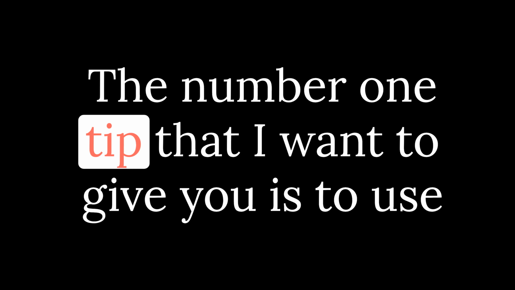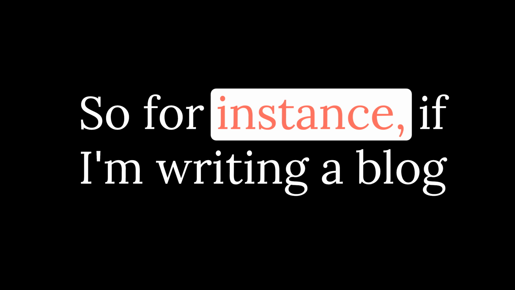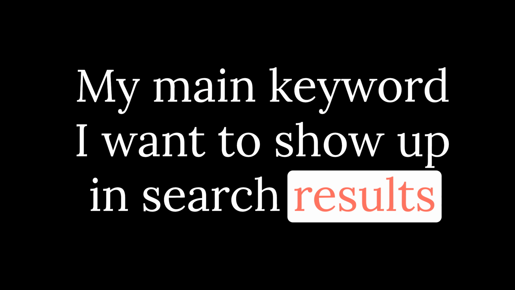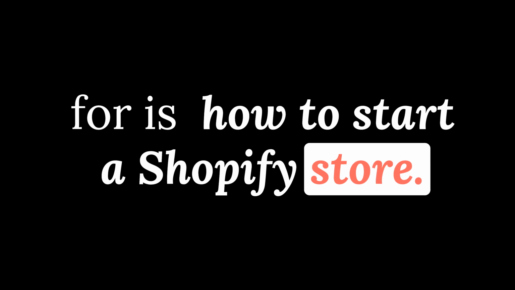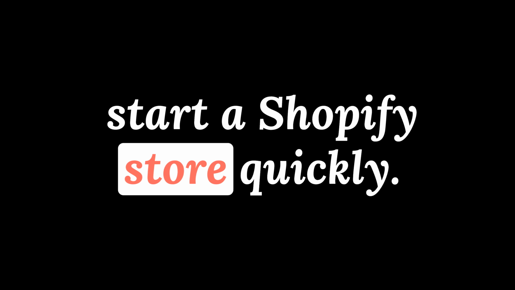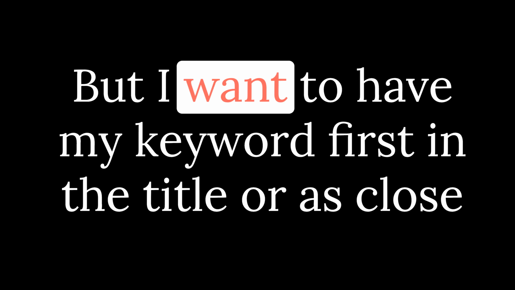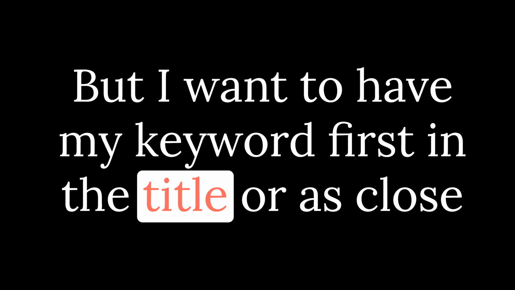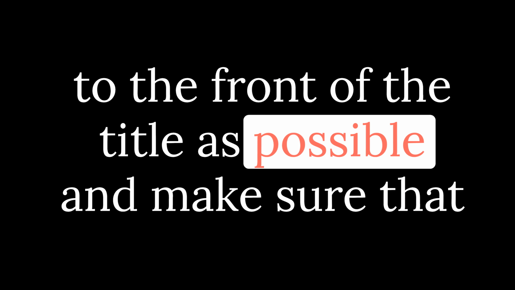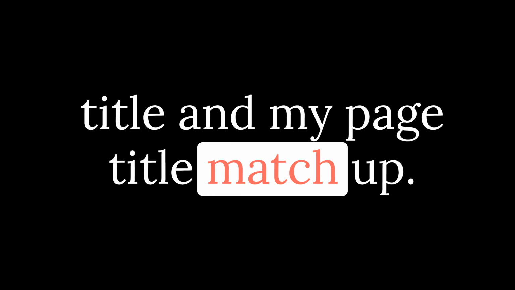The number one tip that I want to give you is to use keywords in the title of your post. So, for instance, if I'm writing a blog about how to start a Shopify store, my main keyword I want to show up in search results for is how to start a Shopify store. That term should be in my title. Now, a lot of people want to start a Shopify store quickly. So those could be additional things that I have in my title, but I want to have my keyword first in the title or as close to the front of the title as possible and make sure that title and my page title match up.